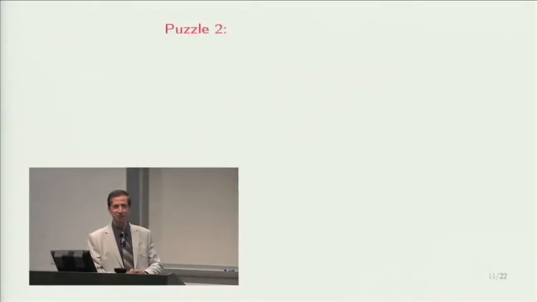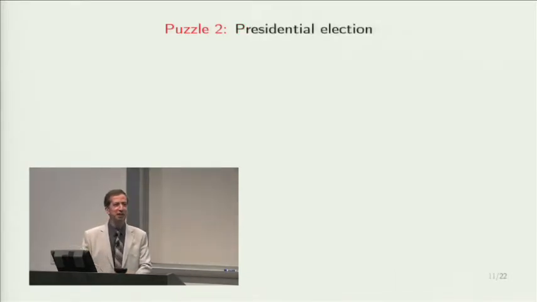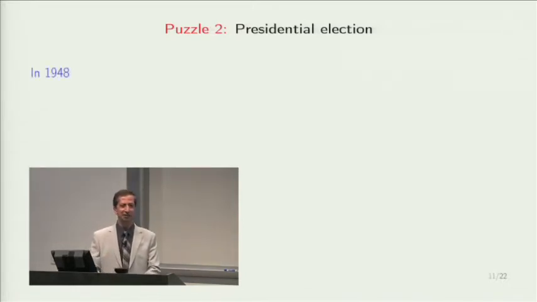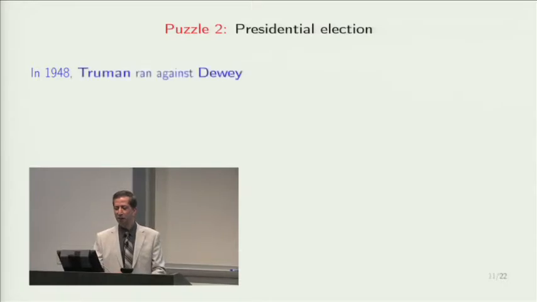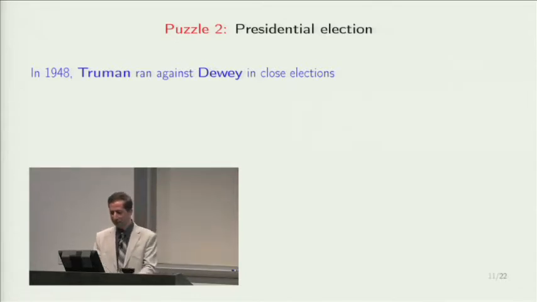And we start with a puzzle. So here is the puzzle. It has to do with the presidential election. Not this one, but in 1948. This was the first presidential election after World War II. It was a big deal. The two people who ran were Truman, who is currently president, and he ran against Dewey. And it was very close, in terms of opinion polls and whatnot, and it's not clear who is going to win.